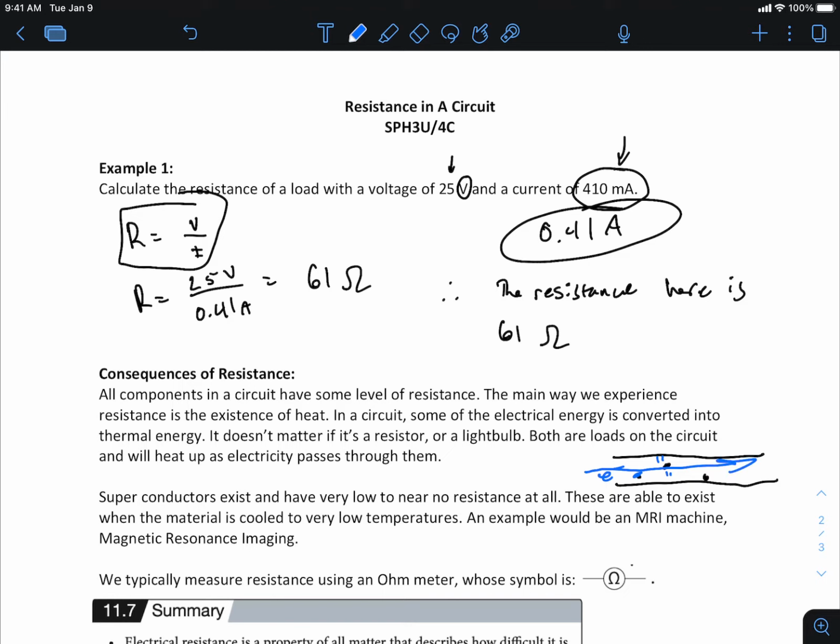Because the atoms aren't moving as far and not occupying as much space. Okay, and so that's how we would like to increase current flow, or at least decrease the inefficiencies, right? Or energy loss to heat and things like that. Okay, so an example of a machine like this would be an MRI, right? Which stands for magnetic resonance imaging.